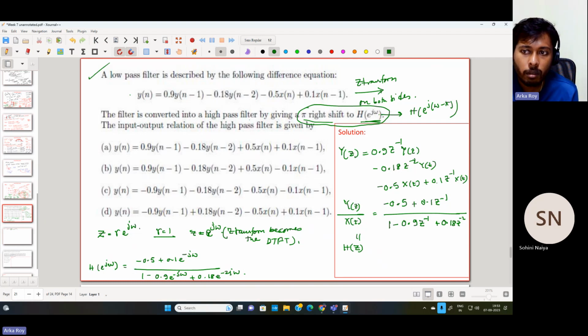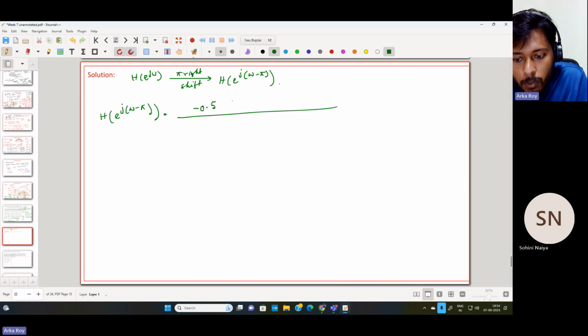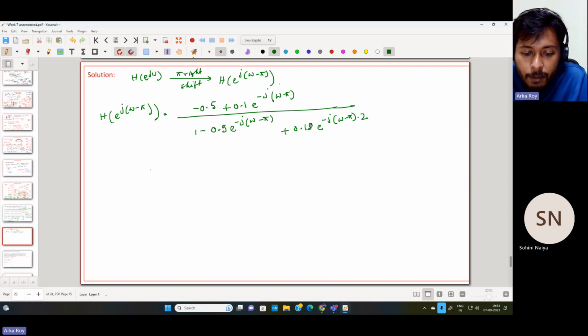Now, while replacing ω with ω minus π in equation number 1, I will get H(e^j(ω-π)) equals minus 0.5, 0.1 e^-j(ω-π), 1 minus 0.9 e^-j(ω-π), 0.18 e^-j(ω-π), and a factor of 2 is multiplied over here.